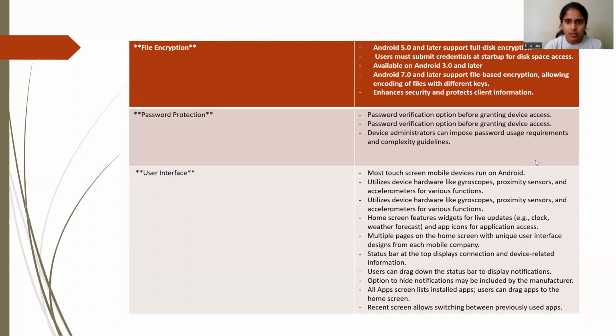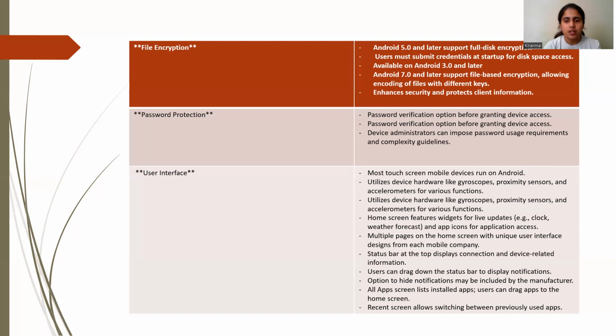And coming to the user interface, most touchscreen mobile devices run on Android, and it utilizes device hardware like gyroscopes, proximity sensors, and accelerometers for various functions. The home screen features widgets for live updates, and multiple pages on the home screen with a unique user interface.